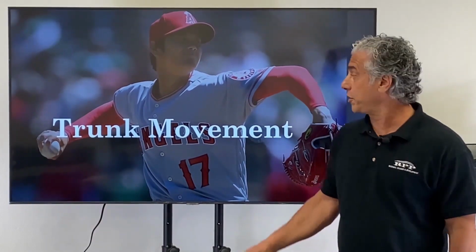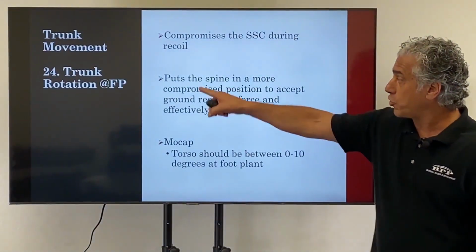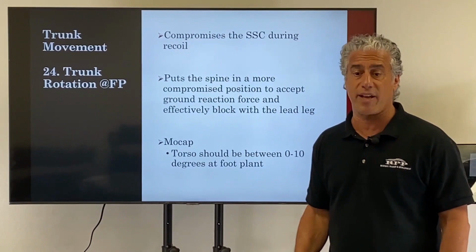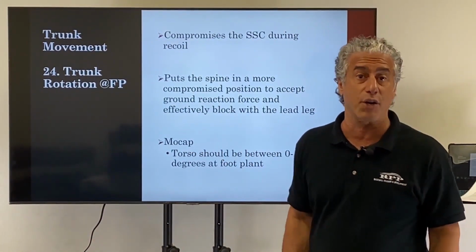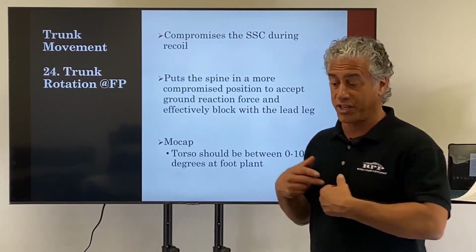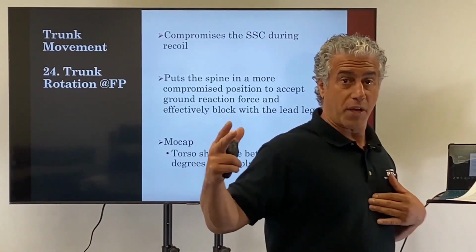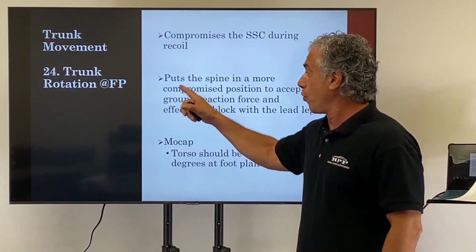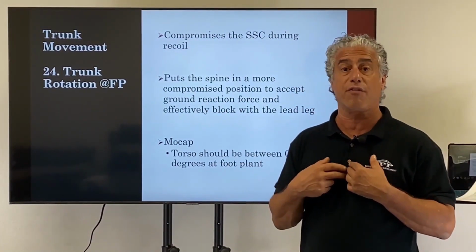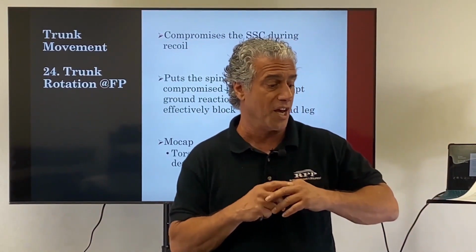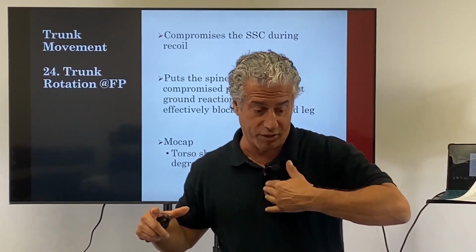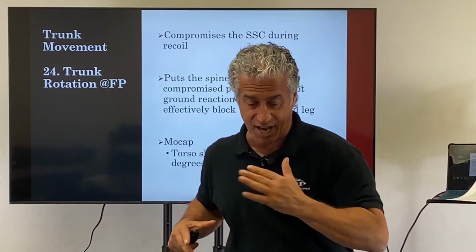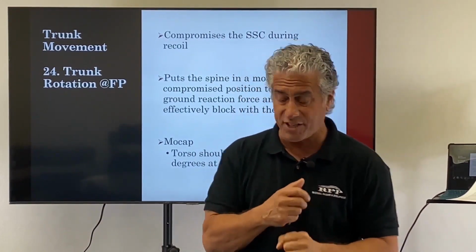All right, guys, let's take a look at trunk movement. Number 24, trunk rotation at foot plant. This is where we're seeing a lot of guys talk about opening up your front side early, causing that early rotation of the upper body. On our Mocap, we look at anywhere from 0 to 10 degrees. 0 is pointing straight at the plate. We're looking anywhere from 0 to minus 10 degrees to create that nice torque on the spine.